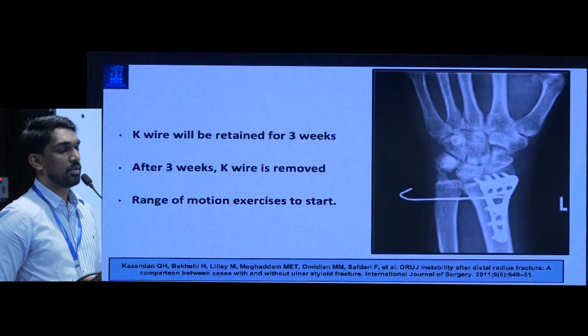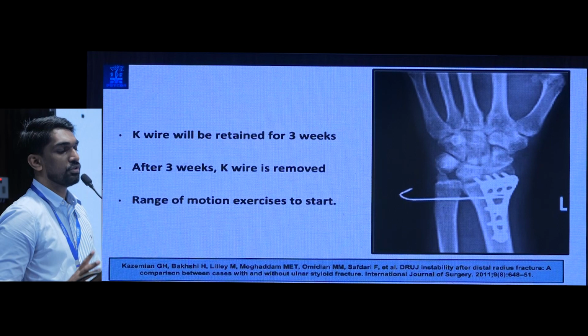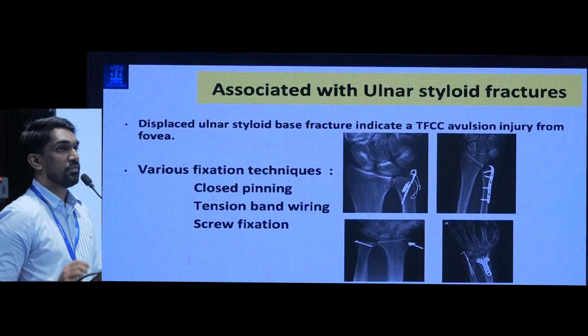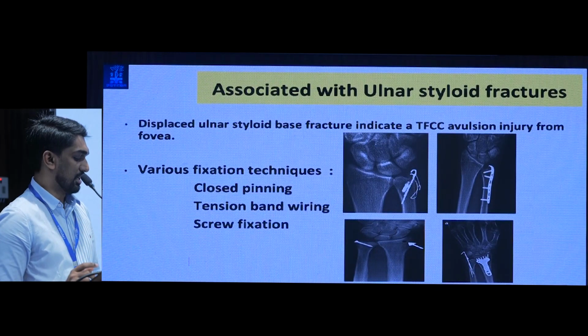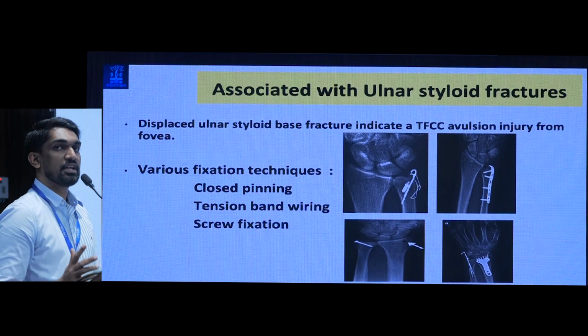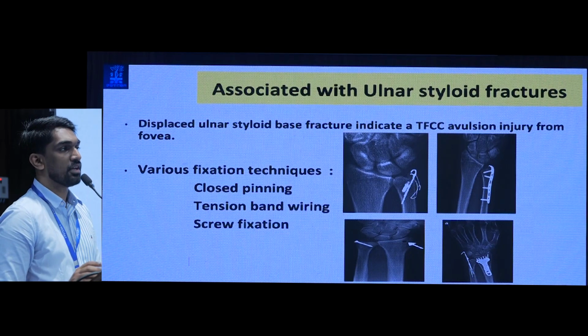So the K-wire has to be passed, and the K-wire will usually be retained for 3 weeks. After 3 weeks, you can remove the K-wire and range of motion exercises can be started. If it is associated with an ulnar styloid fracture, so this is another common condition that we see. We will be seeing a distal radius fracture associated with an ulnar styloid.